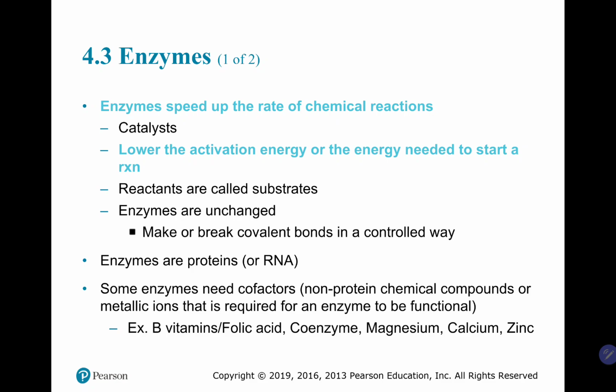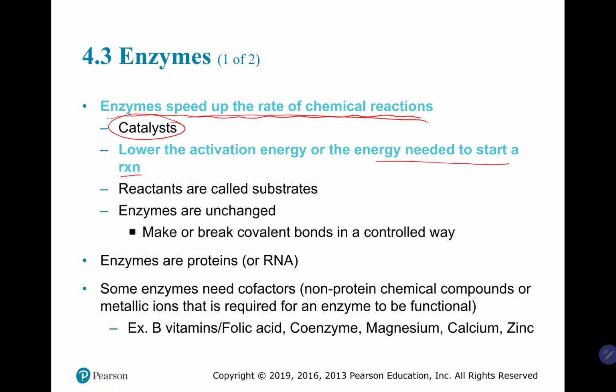Enzymes are types of proteins. Proteins do everything in the body, right? Enzymes will speed up the rate of a chemical reaction. Enzymes are called catalysts. Again, these catalysts speed up the rate of a chemical reaction. How? Because they lower the activation energy, or simply the energy needed to start a reaction. Okay? Remember that, that's important.